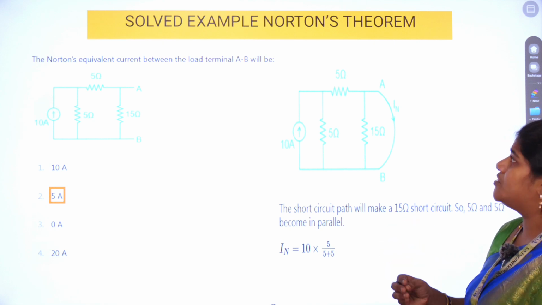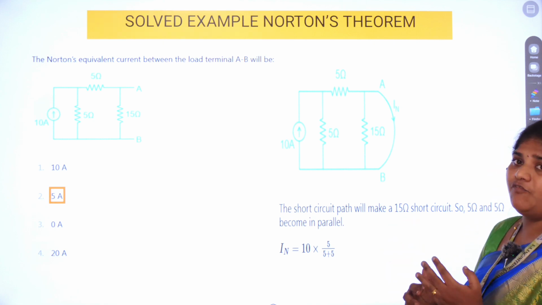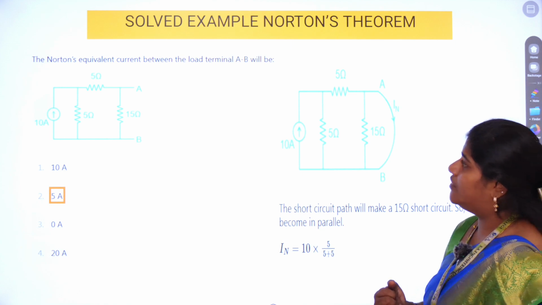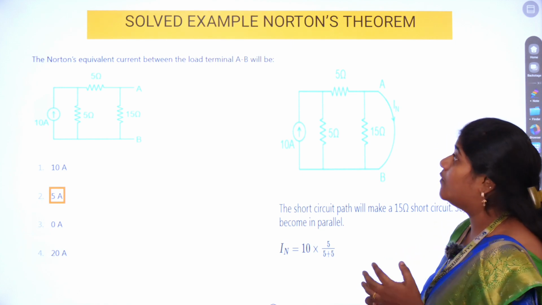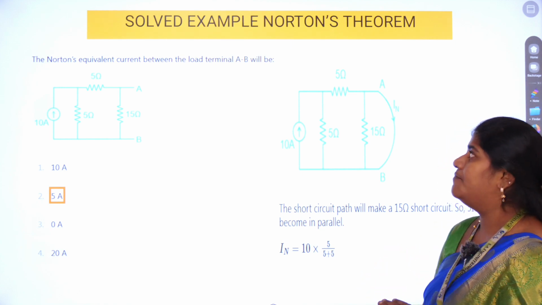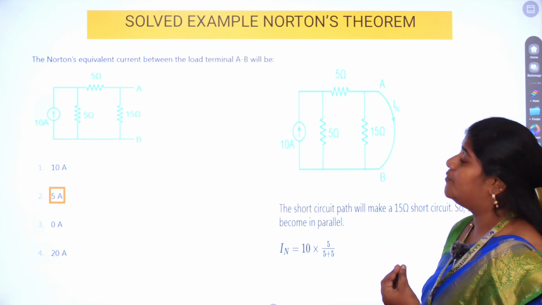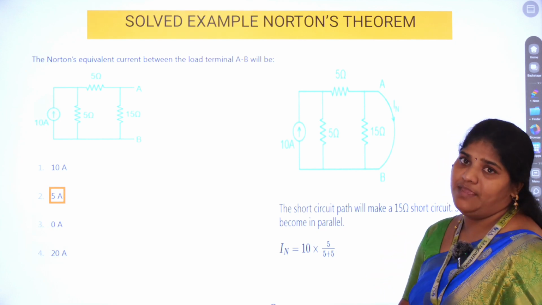And here are some sample solved problems, that too in the form of MCQs. As you can see, the first question: find the Norton's equivalent current between the load terminals AB. So what will be the Norton's equivalent current between the load terminals AB, right?